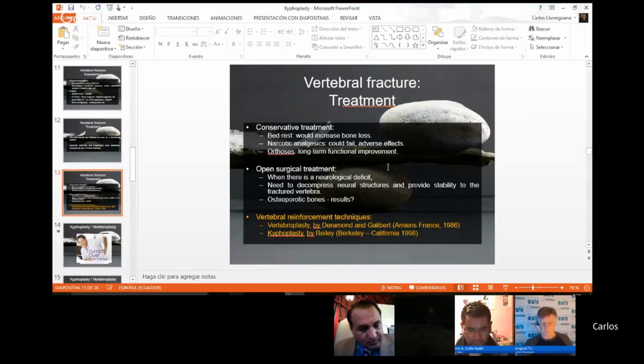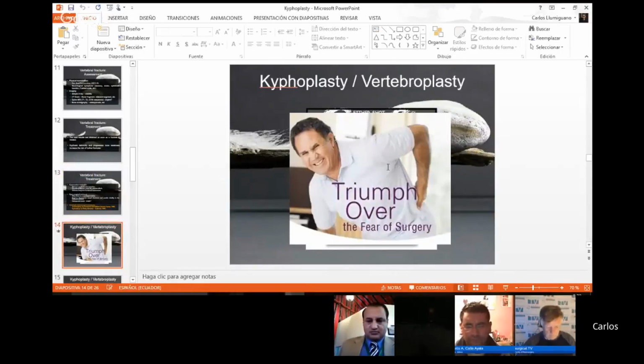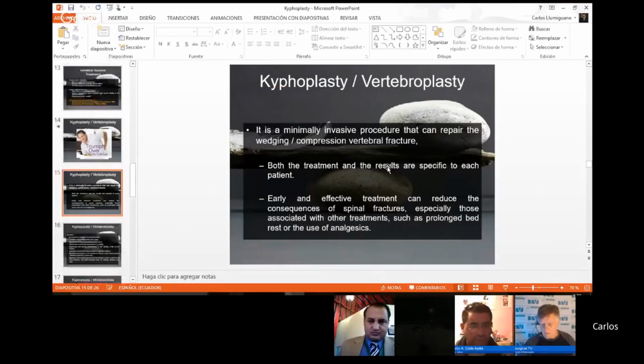And what is the situation in elderly patients, who frequently have osteoporosis? What about the results in this kind of patients? Or maybe you can use vertebral reinforcement techniques such as vertebroplasty, described by Deramond and Galibert in 1986, or kyphoplasty, described by Riley in 1998. And so we can speak about the need for kyphoplasty or vertebroplasty in some situations.